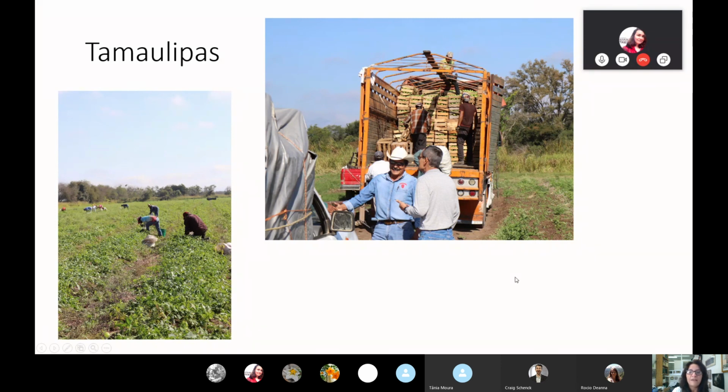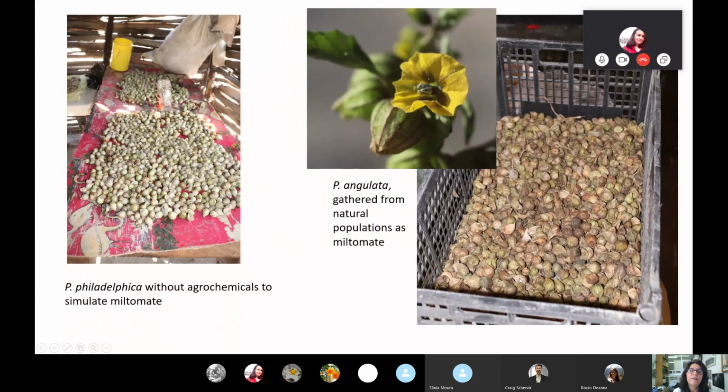And what I find interesting is that areas that are not so well developed or don't have that much money to incorporate into the cultivation, what they do is they keep the plants without irrigation, even if it's the same species, Physalis philadelphica. They don't add water or fertilizers, and they keep the fruits small. And that's because there's another species, Physalis angulata, which is gathered from natural populations and is known locally as mil tomate. And people pay a higher price for this mil tomate.